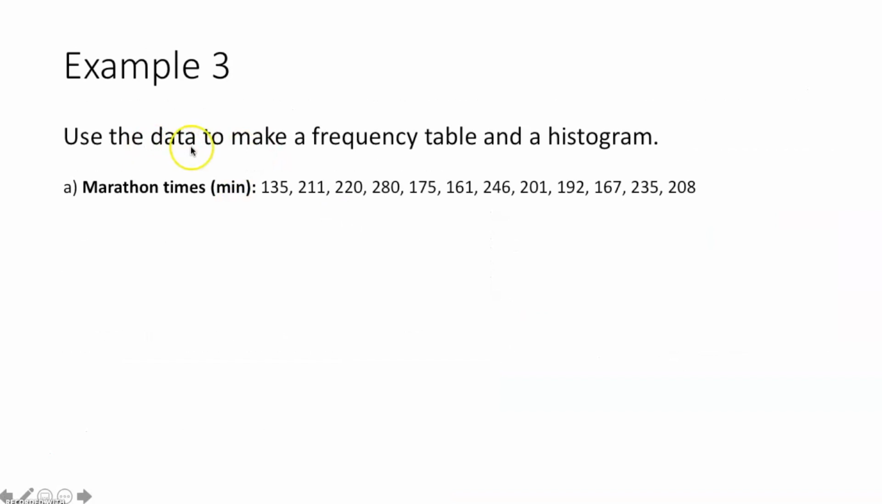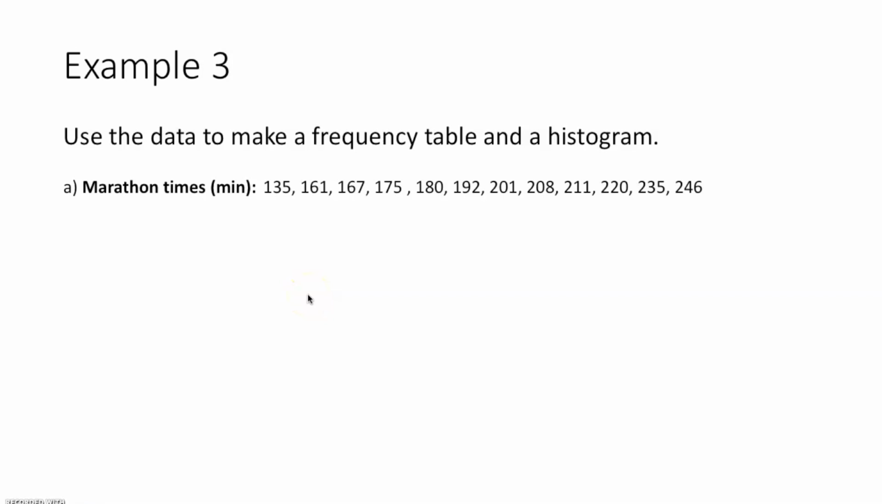Example 3 says use the data to make a frequency table and a histogram. So here we have marathon times in minutes, and they're all out of order. So anytime you're given a bunch of data and it's not in order from least to greatest, you need to order it from least to greatest. Now we can work with this.